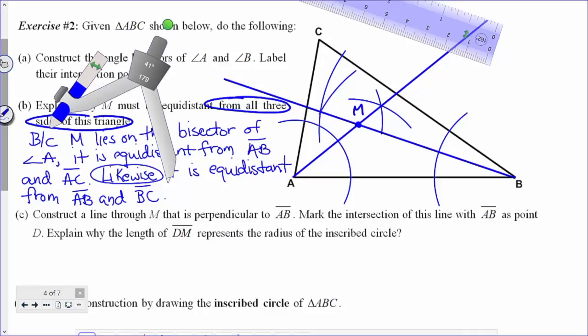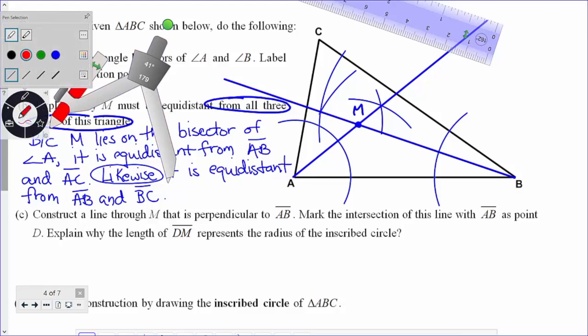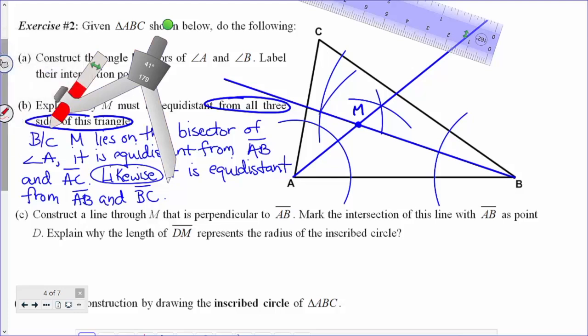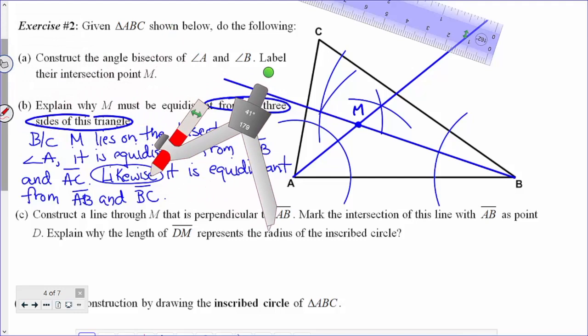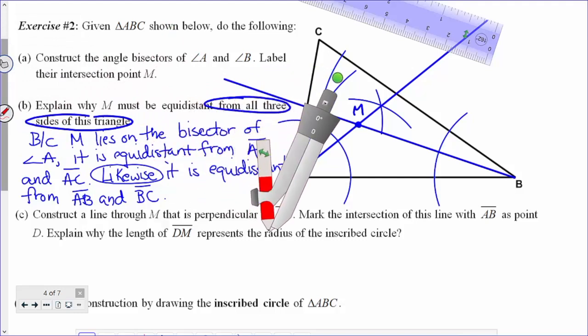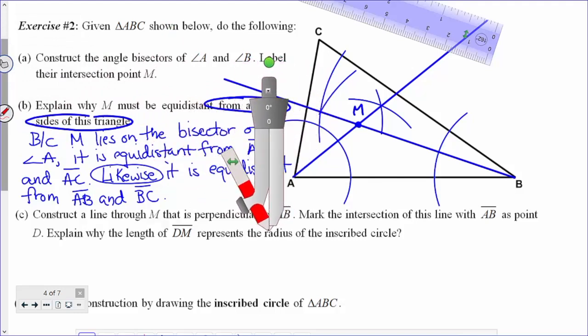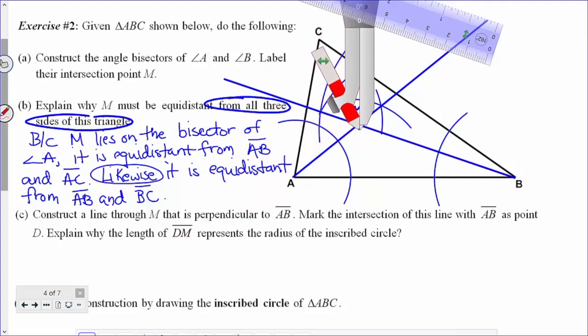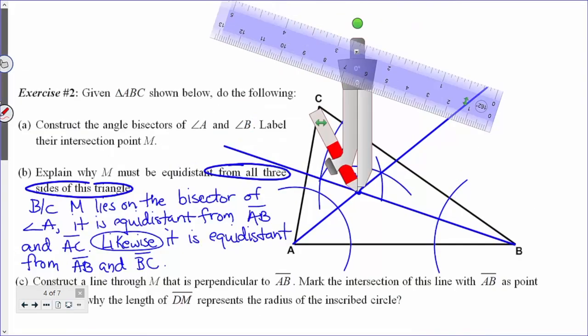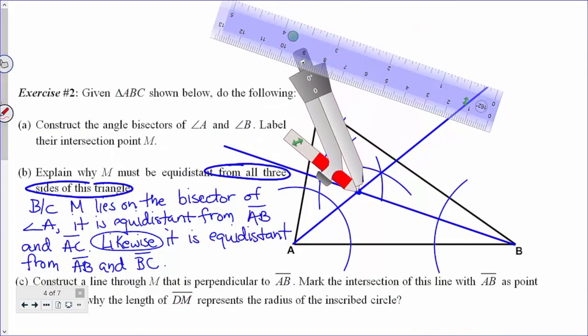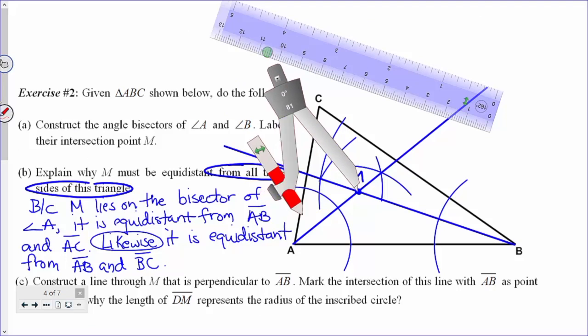Well, let me do this. Let me change the color of everything to red to do that construction. And let's remember how to do that construction. In order to construct a perpendicular line through a point to a line segment, I first need to draw an arc. Maybe expand this down. I need to draw an arc whose center is at M and that passes through AB.